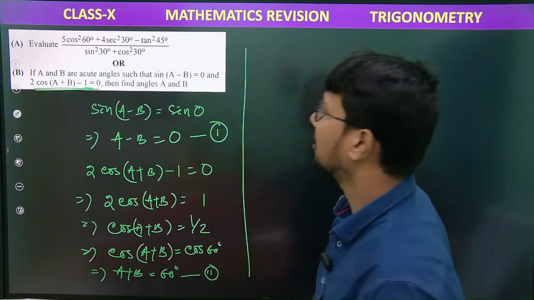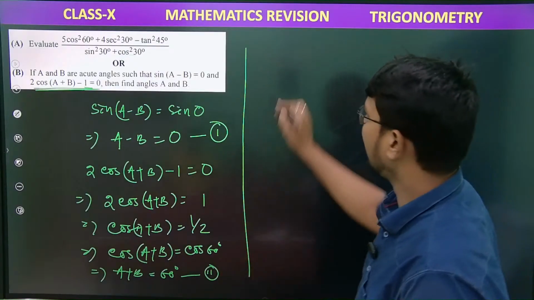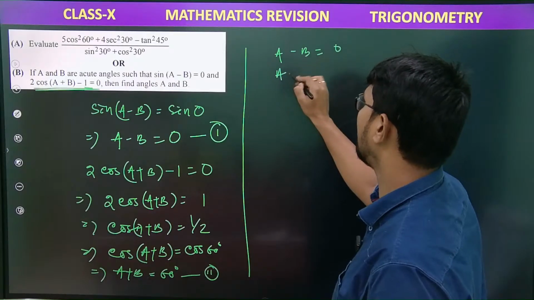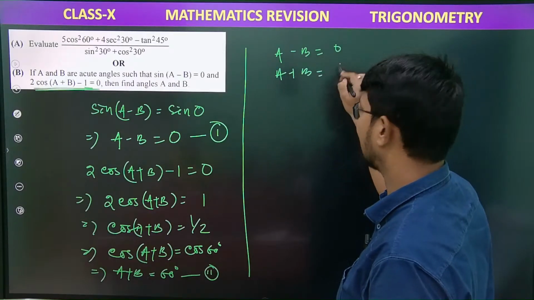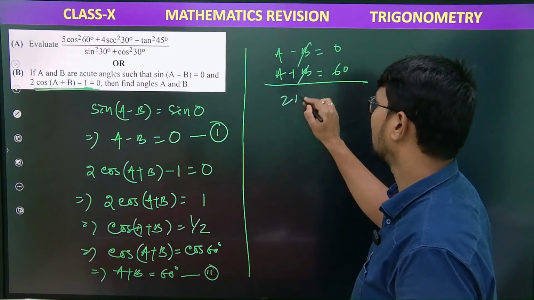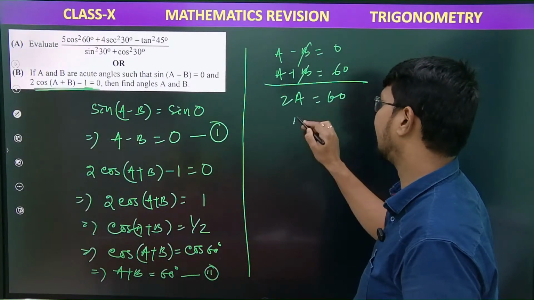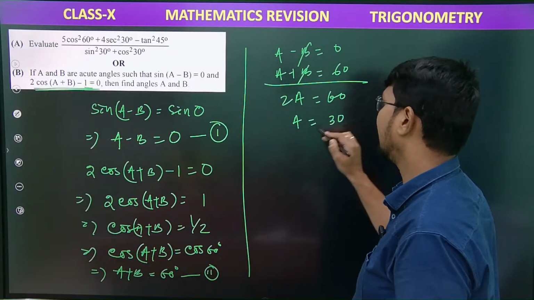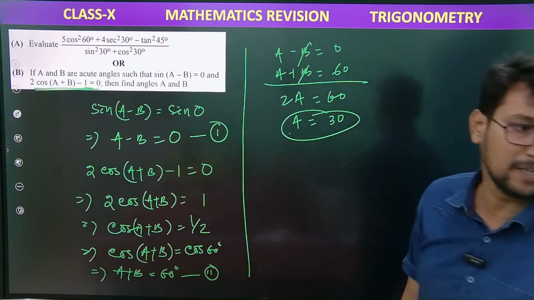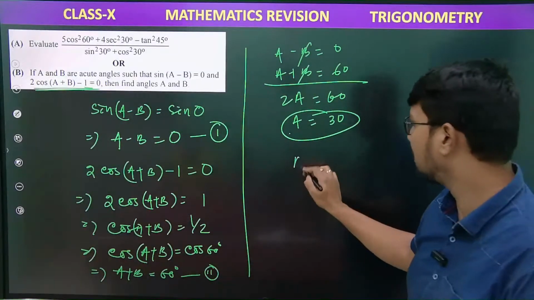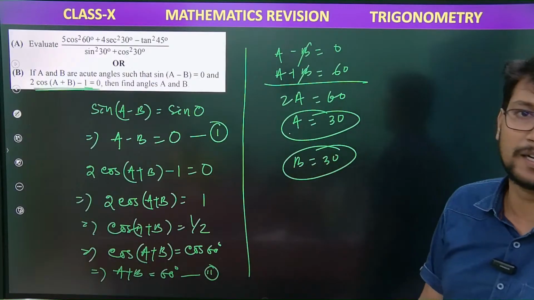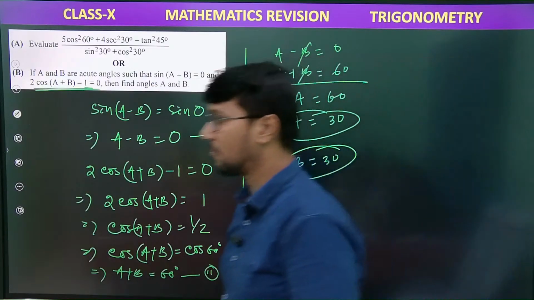Look at here. Adding equation 1 and equation 2, a plus b and a minus b equals 0, a plus b equals how much? You got 60. So by adding equations 1 and 2, b cancels, 2a equals 60, right? a equals how much? 30. If a is 30, let us replace in equation 1: 30 minus b is 0. So therefore b is also 30, and a and b are 30. Clear everyone? Let us move to the next question.